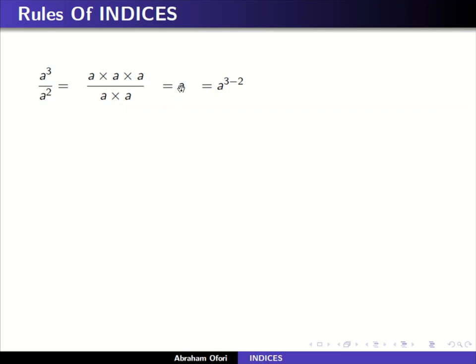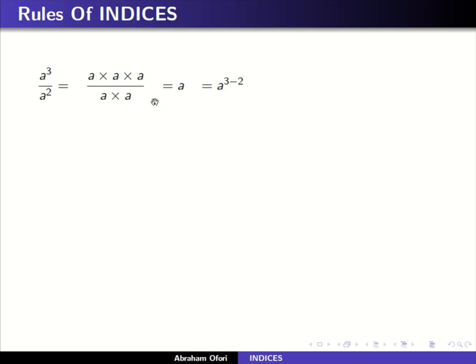But look at this clearly. This a is simply the same as subtracting this 2 from this 3. Okay, do you see that? If I subtract 2 from this 3, I'll get what? 1, a to the power 1, which is a. Any number to the power 1, you just write the number. You don't write the power, okay?